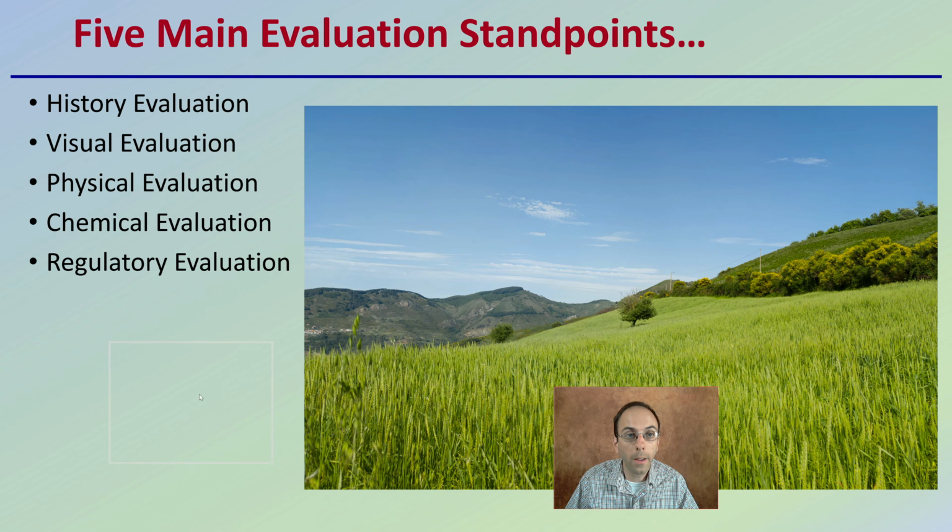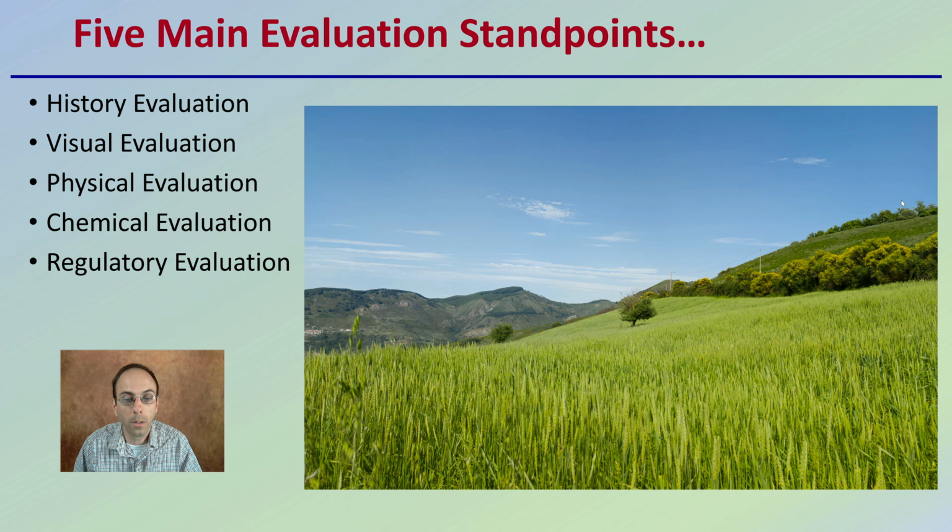Well, first off, there's 5 main evaluation standpoints here. You want to look at the history, visual, physical, chemical, and regulatory evaluation of any site that you might be considering to produce cannabis in. And none of these are more important than the other. They should all go through the evaluation process, and make sure that you meet all of those proper evaluation standpoints so that you're able to go into a field knowing you're at least passing all these checkpoints, because there'll be plenty of challenges growing outdoors in general.